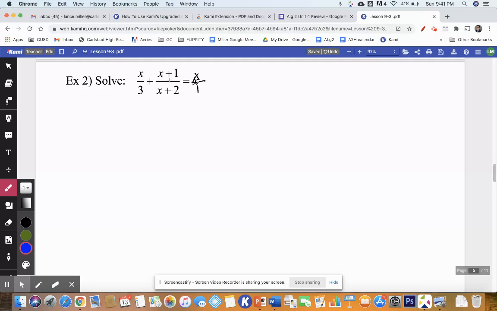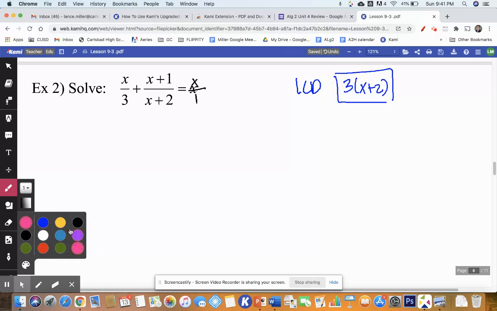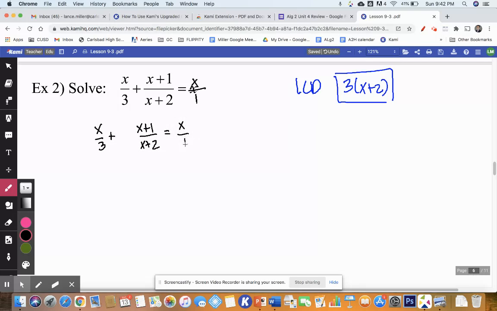I can't factor anything here, so I need to now just come up with my LCD. What's my common denominator between a 3, a 1, and an x plus 2? Well, between 3 and 1, it has to have a 3, and then it has to have an x plus 2. All right, there's my LCD. Let's make all those denominators look like that. Let me rewrite the problem here so we get a little more room. x over 3 plus x plus 1 over x plus 2 equals x over 1. So we're going to have to make all 3 of these the same so we can solve this problem.